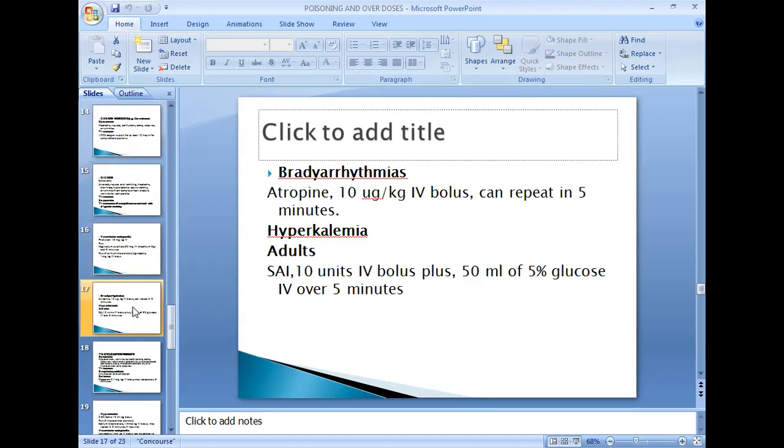If there is bradyarrhythmia, we have to add a chronotropic or anticholinergic drug, that is atropine, to improve the cardiac rate. Because in bradycardia there is a slow heart rate, we have to increase the rate of the heart. So we add atropine 5 microgram per kg bolus. It can be repeated in 5 minutes.